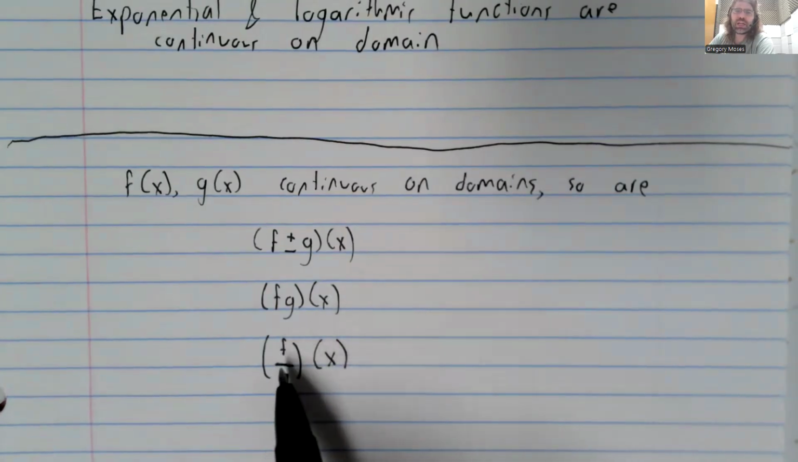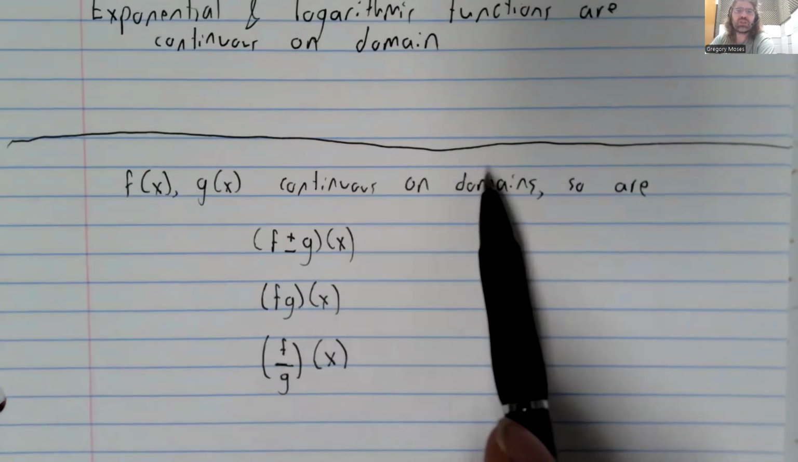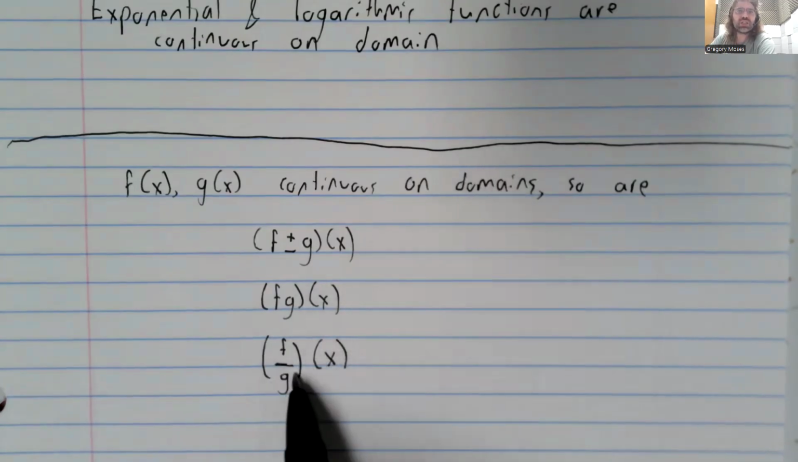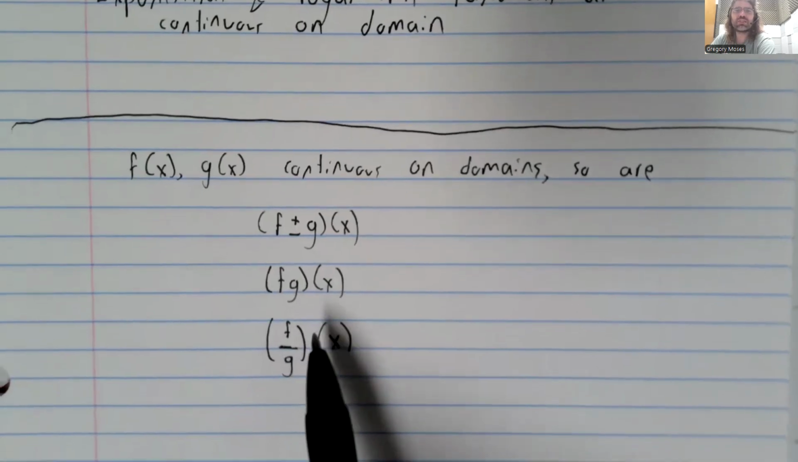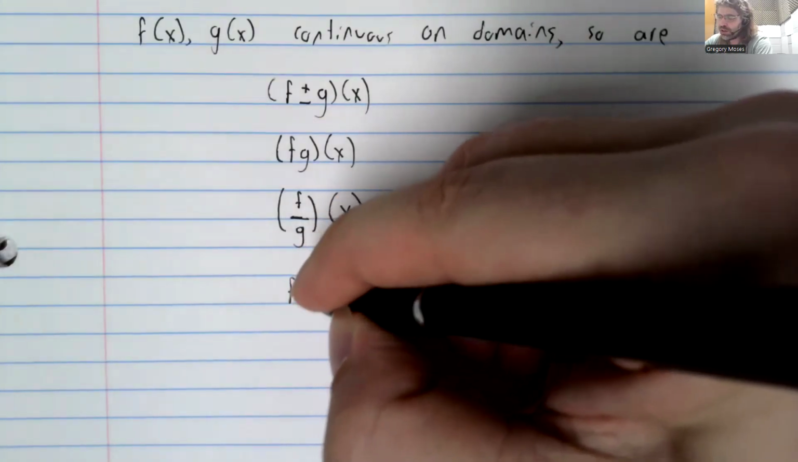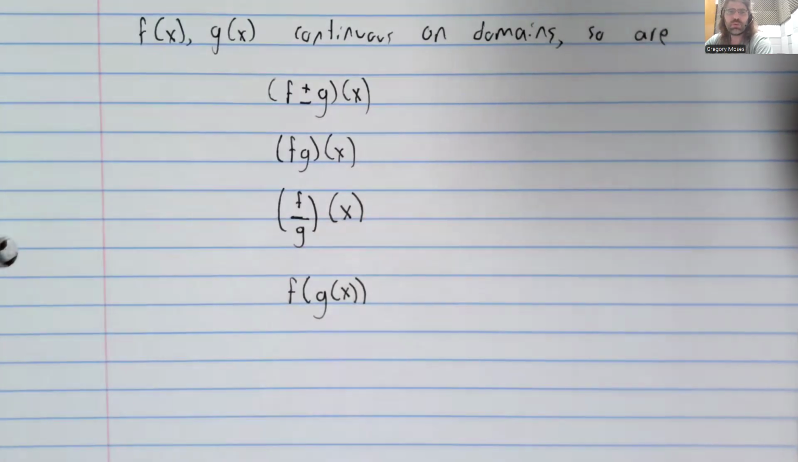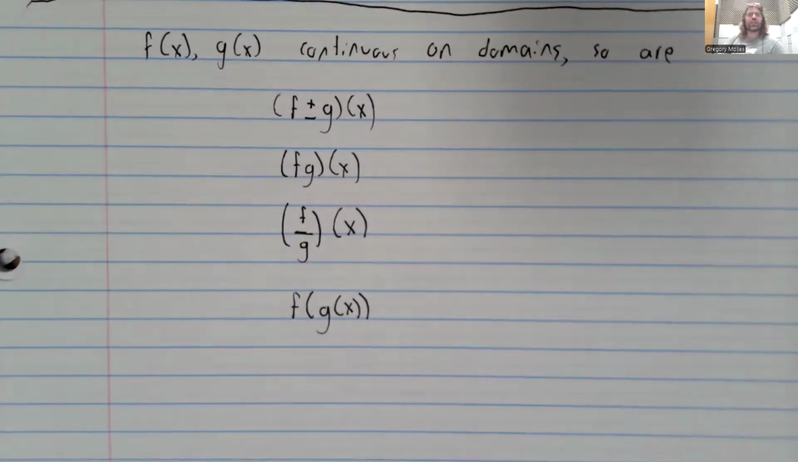F divided by g might have a different domain than f and g do, but this is continuous on that domain. And also f composed with g. So in practice, the vast majority of functions we work with in our day-to-day lives are continuous on their domains.